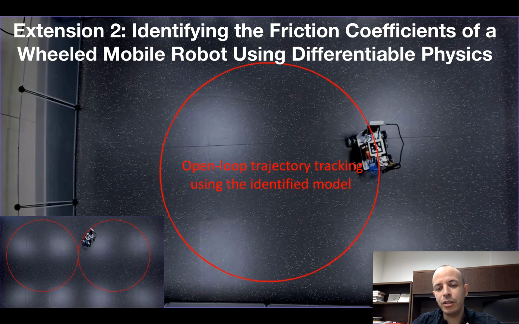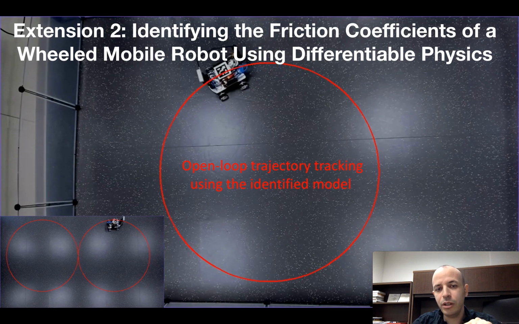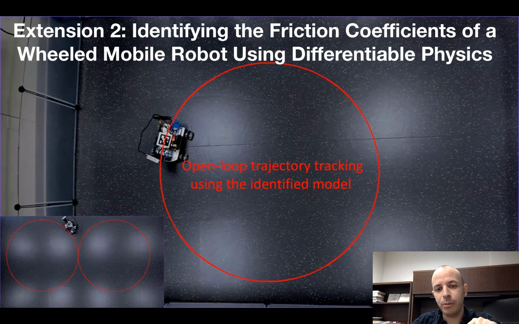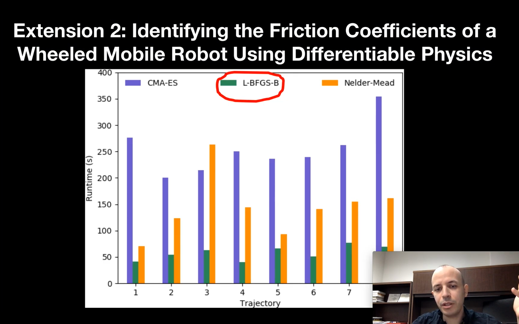What we are showing here is the difference between the curve that we predict in simulation using the identified friction and the actual motion of the robot in the real world. This is still ongoing work with my colleague Mridol at Rutgers, and we compared here in terms of time efficiency the proposed method using LBFGS, a gradient-based method, with black box methods. Naturally, it's much more time efficient compared to black box optimization.